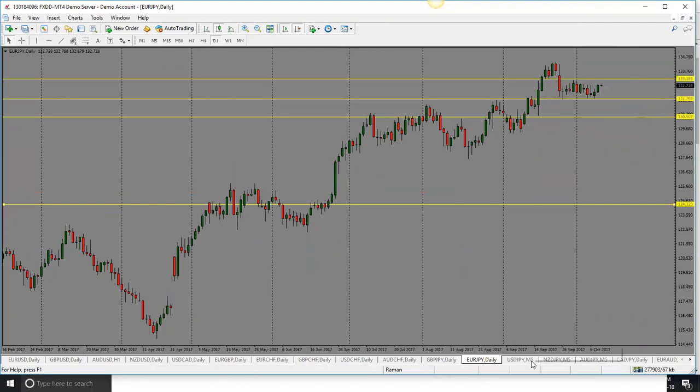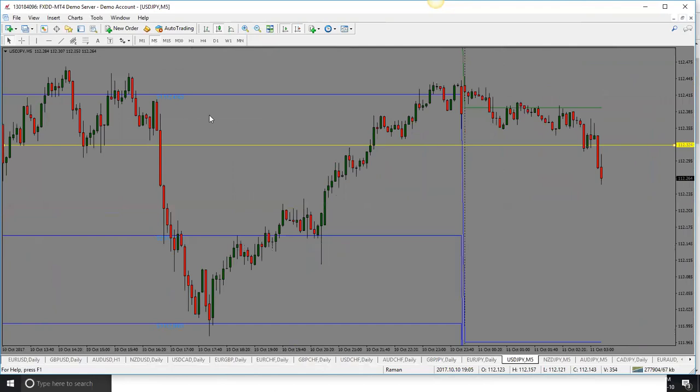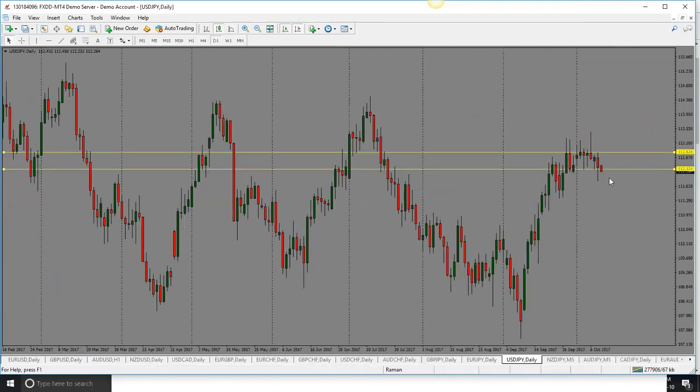Dollar yen looks like it wants to come lower here. We had a bearish candle close, and now we're looking for a further drop. First target would be 112.00. Then below that, we are looking at the 111.70 level. So this looks bearish. Overall, the US dollar looks quite weak.